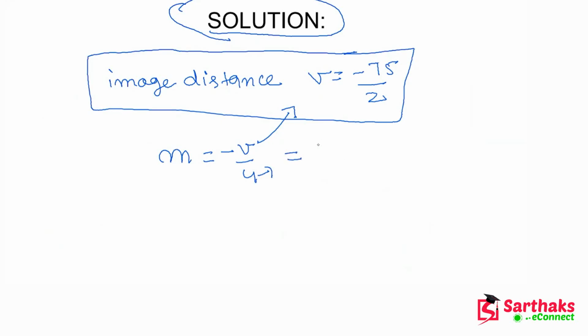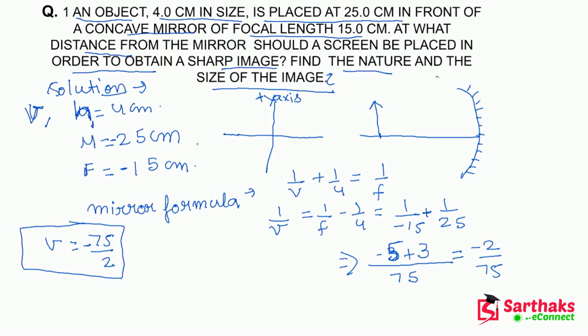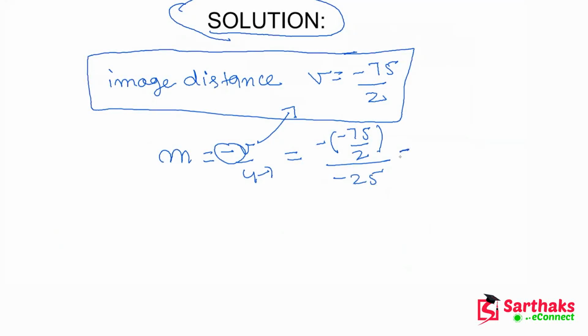So this is the minus sign, I am writing it here, and I will put the v value directly from here, and it is minus 75 upon 2. And this is the object distance, and in this case the object distance is minus 25. Now this minus and this minus will be multiplied, and this will give positive, and this is minus 75 upon 2 into 25. It will cut 3 times, so it is minus 1.5. So this is the value of m, minus 1.5.